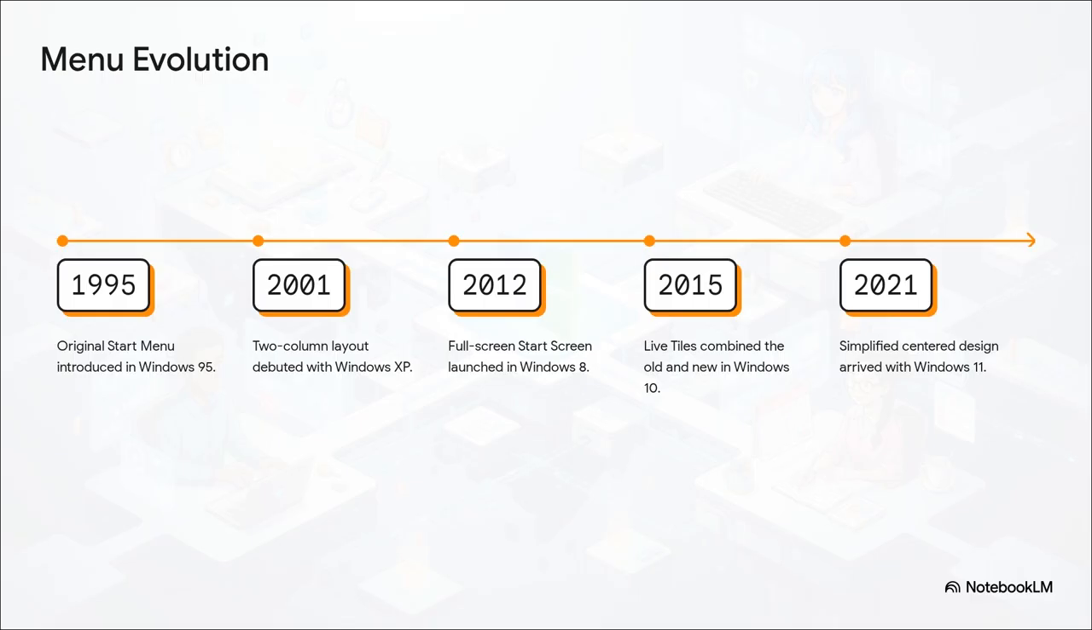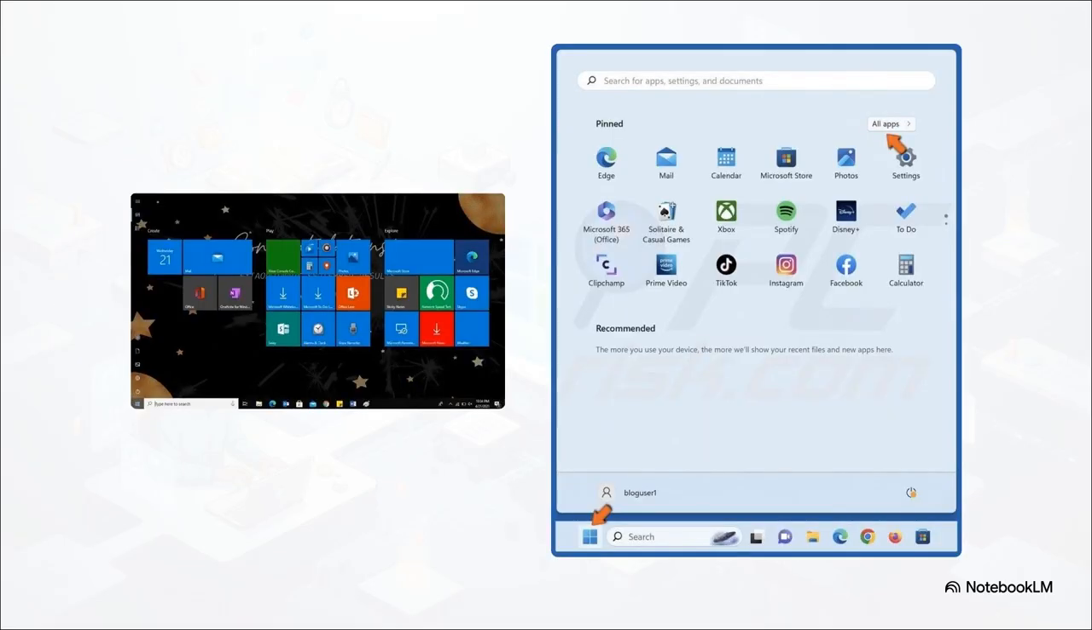Classic. In 2012, Microsoft radically shook things up with a full-screen Start screen in Windows 8, before kind of dialing it back to a more familiar, modernized feel with Windows 10's live tiles. And that brings us right to the simplified, center design of Windows 11. This perfectly illustrates that massive and somewhat polarizing design shift.